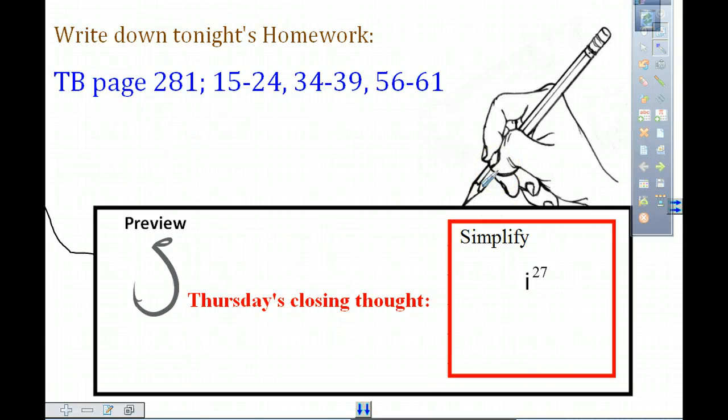Before we start that, let's do a little review. Based upon your notes and your homework in the past, i to the 27 is the same as i to the what? Negative i.